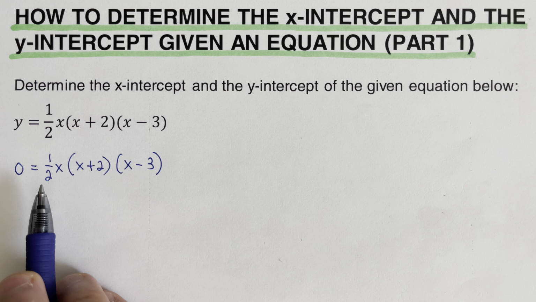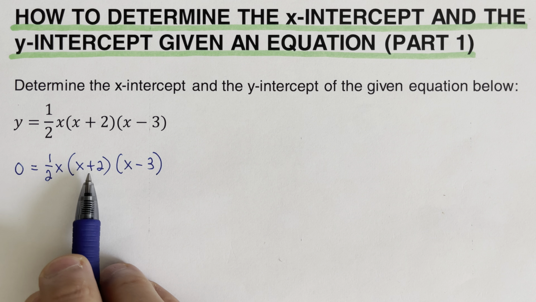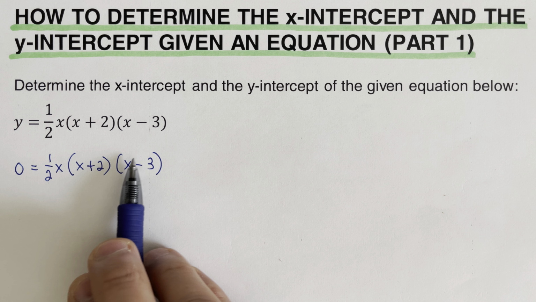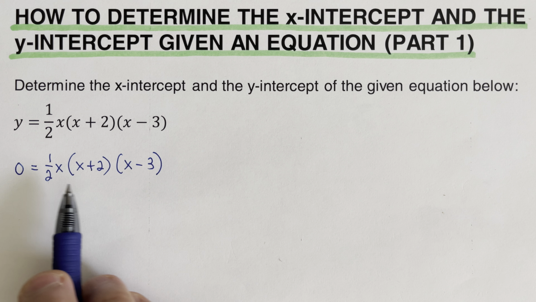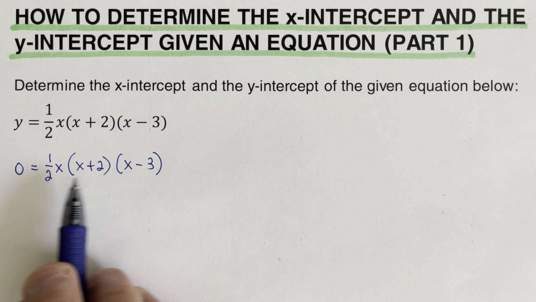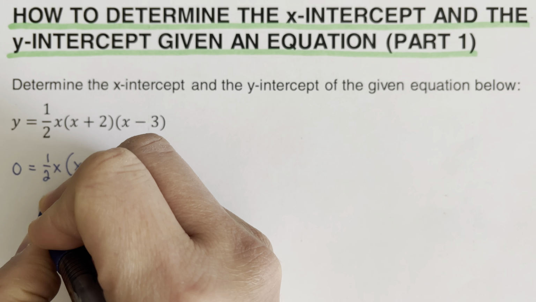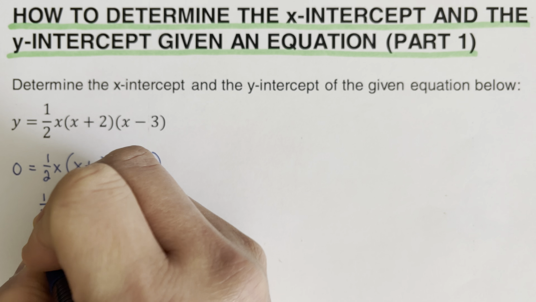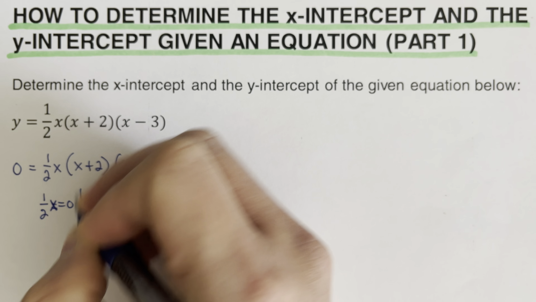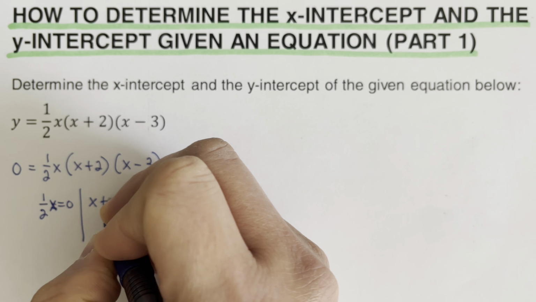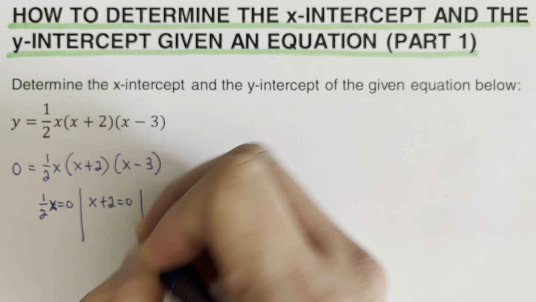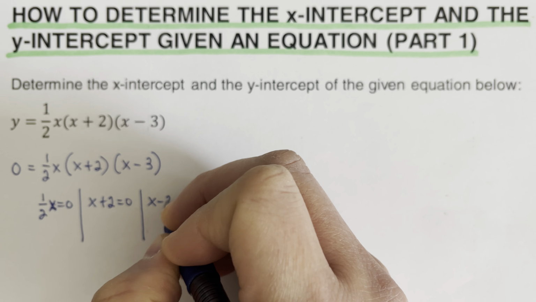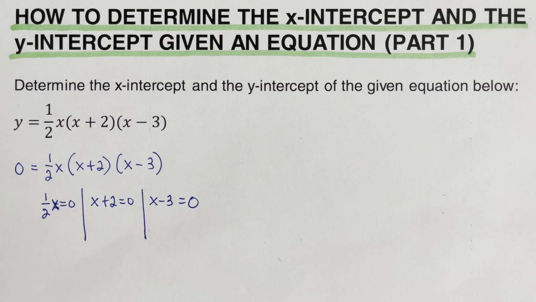So in this case, if we have 1/2 x, quantity x plus 2, quantity x minus 3, we can set each of these three factors to 0. So 1/2 x is equal to 0. The other one would be x plus 2 equals 0. And the other one is x minus 3 equals 0. Again, this is the zero product property.